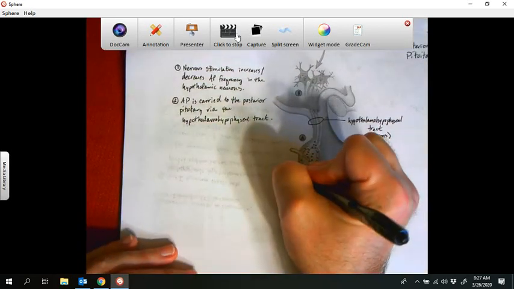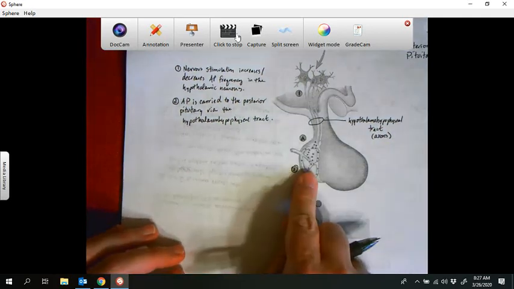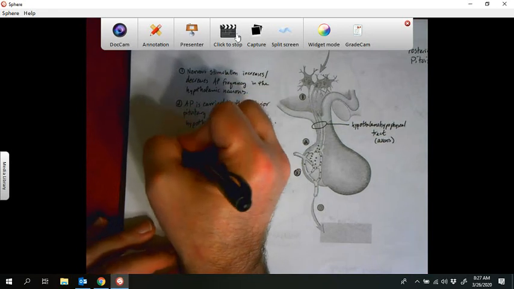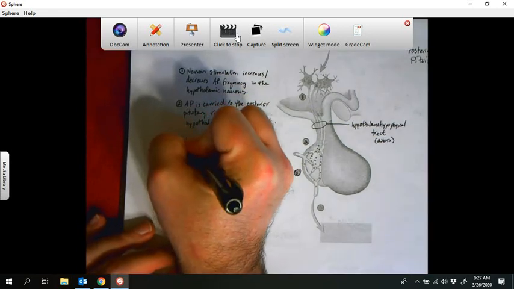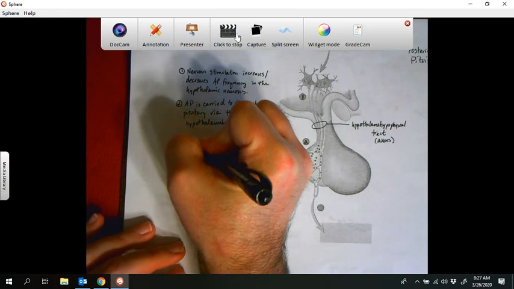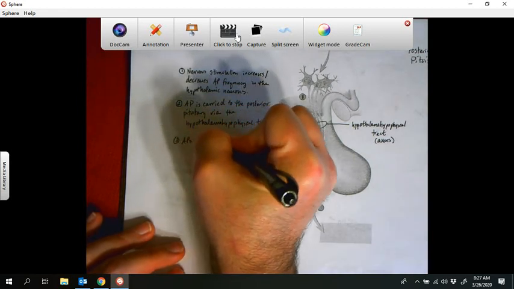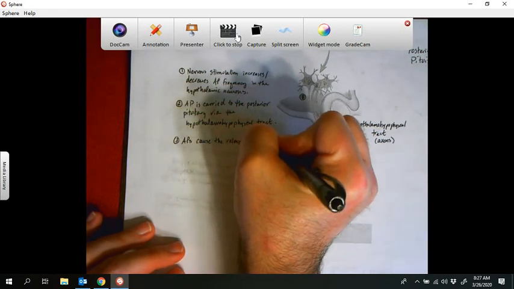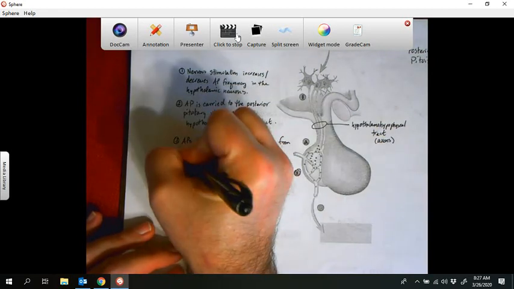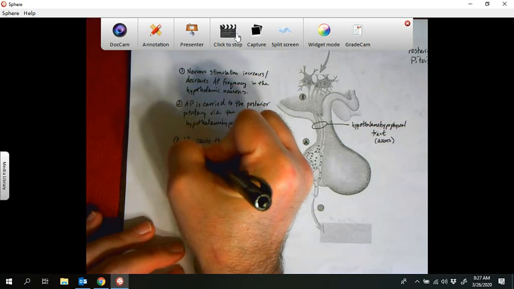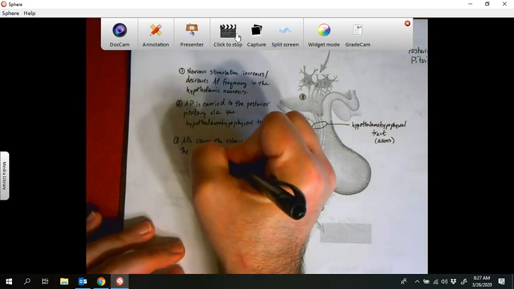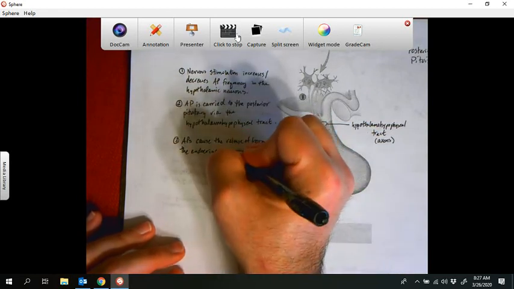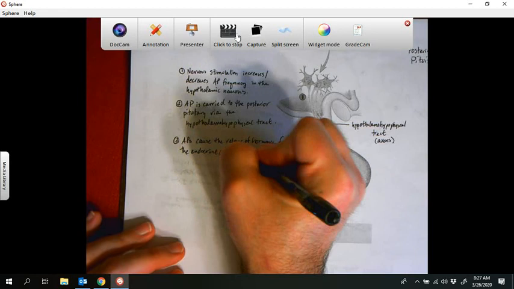And then we get down here to number 3 in the posterior pituitary. The action potentials cause the release of hormones from the endocrine cells into the blood.